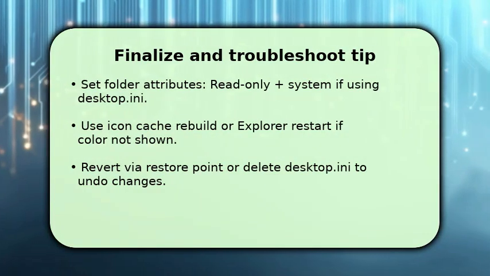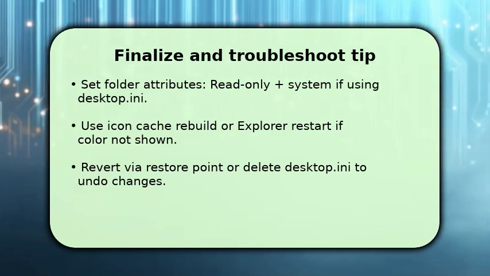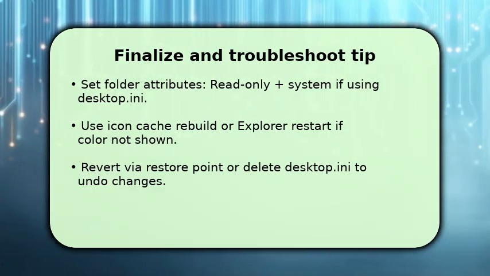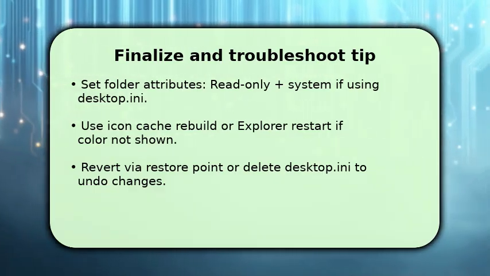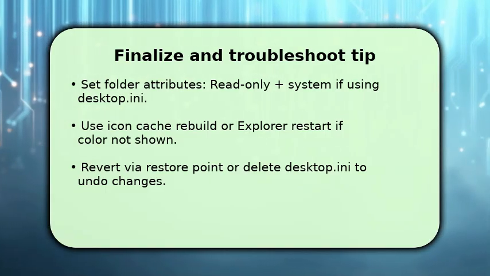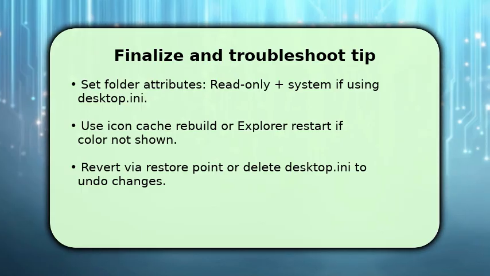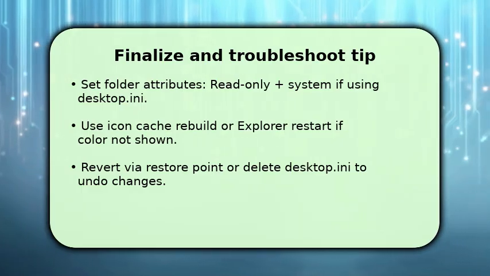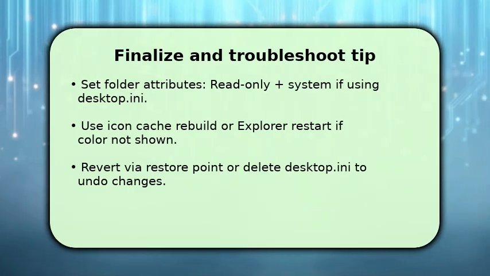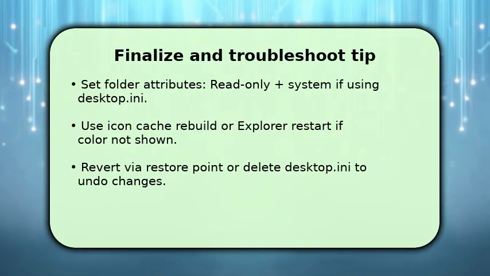Finish by ensuring desktop.ini is present, and the folder has the system attribute if you relied on a custom icon entry. This makes Windows honor the change. Once done, clear icon cache or kill and restart Explorer to force a refresh. If colors still fail, make sure the icon file path is correct and permissions allow read access. The key troubleshooting tip is to restore your earlier restore point or re-import the exported registry if something breaks. This reverses changes cleanly.